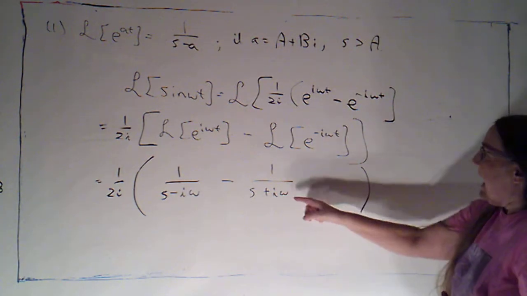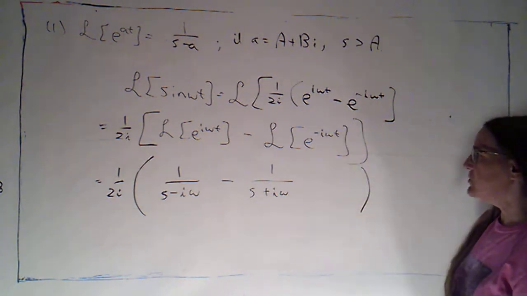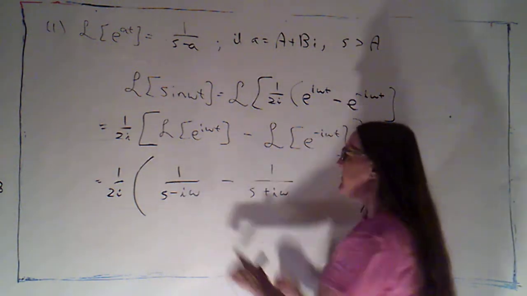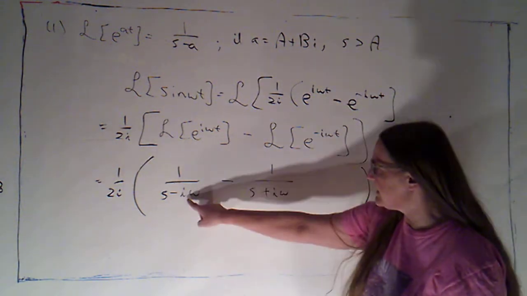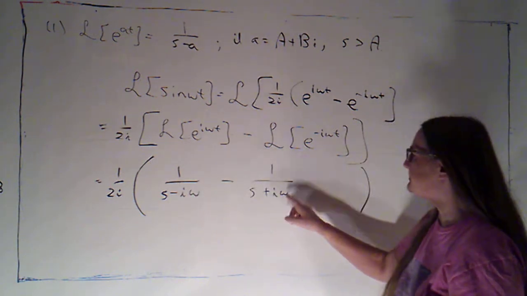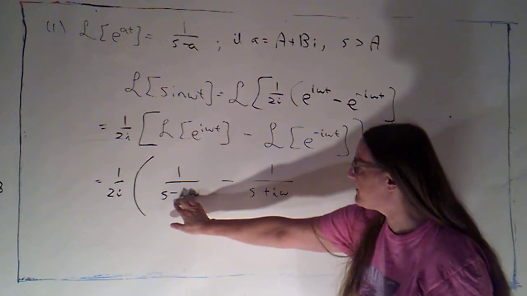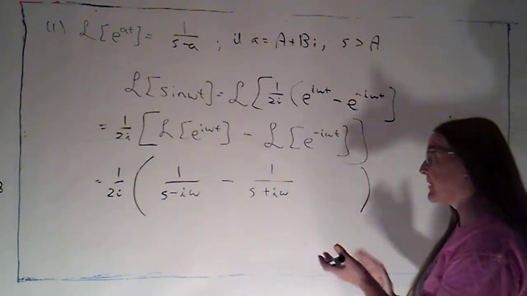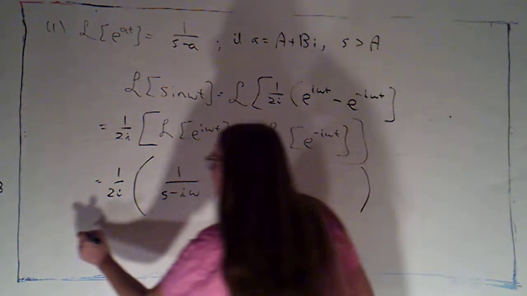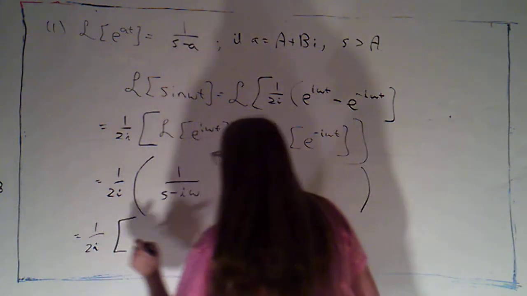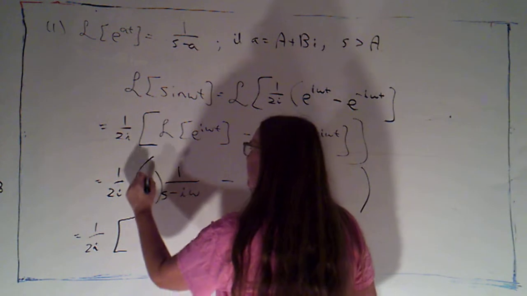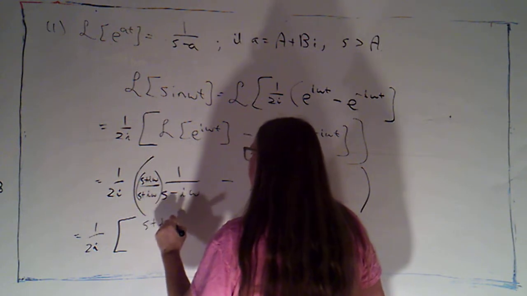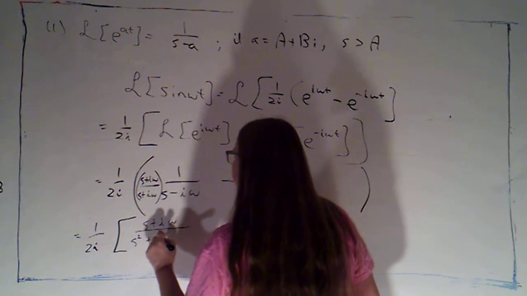Okay. And I think what I'm going to do is go ahead and get a common denominator, which will be the product of these two, because essentially I'd be multiplying this by s plus i omega and this by s minus i omega, which is exactly what I do in order to get rid of the i in the denominator anyway. So I'm going to have 1 over 2i times, I'm going to multiply this one by 1 in the form of s plus i omega over itself. So I'm going to get s plus i omega over s squared plus omega squared.